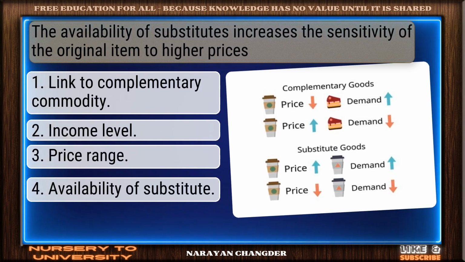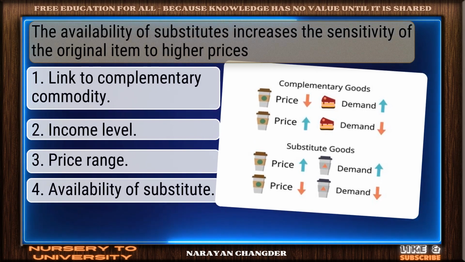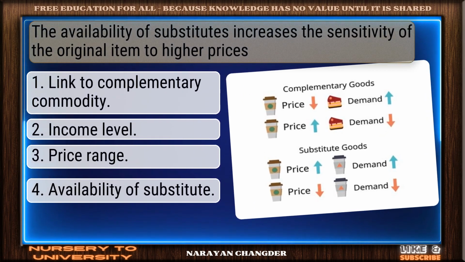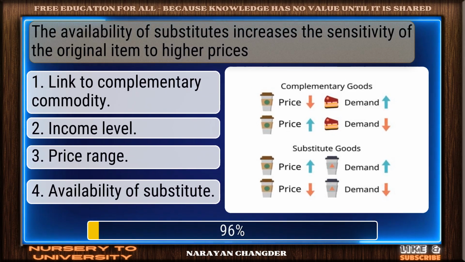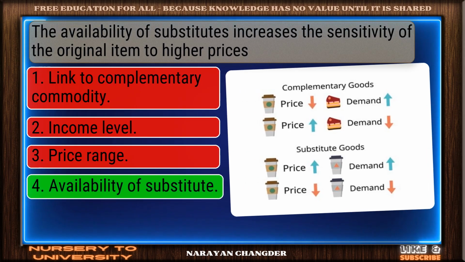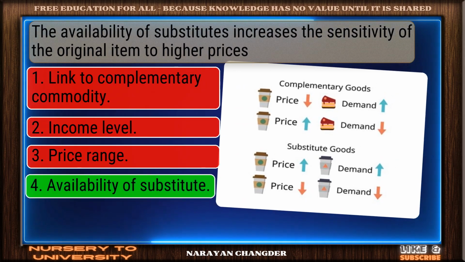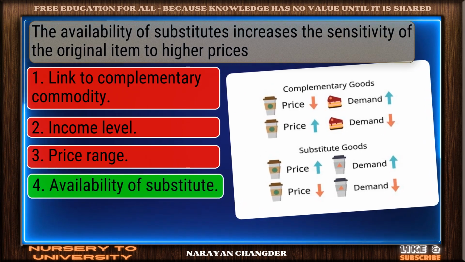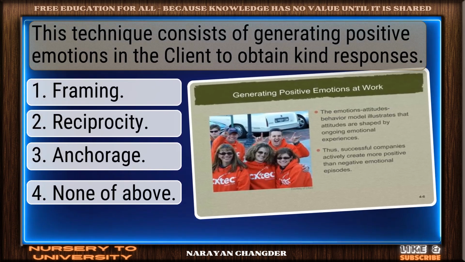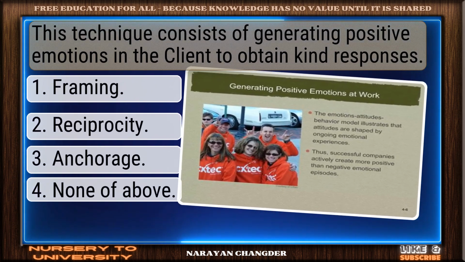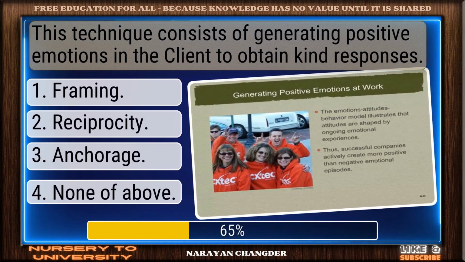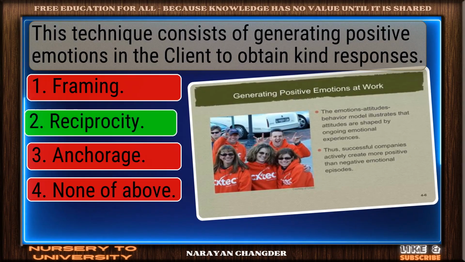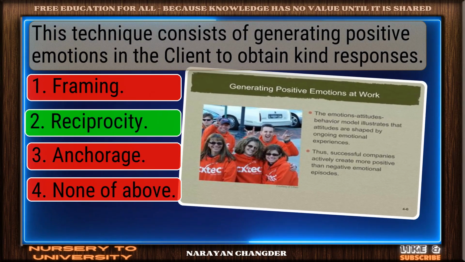The availability of substitutes increases the sensitivity of the original item to higher prices. Excellent. Availability of substitute is a brilliant choice. This technique consists of generating positive emotions in the client to obtain kind responses. Good thinking. Reciprocity is the right answer.